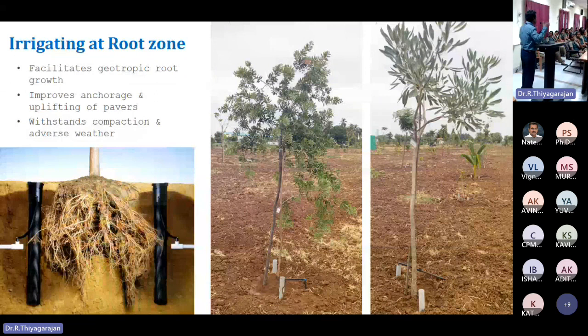And you might have seen that vegetaria, the wild one, Goan trees, etc. Those trees are also there. I have also not gone there for a long time. So we have mimicked this. So this is the best way to irrigate trees.